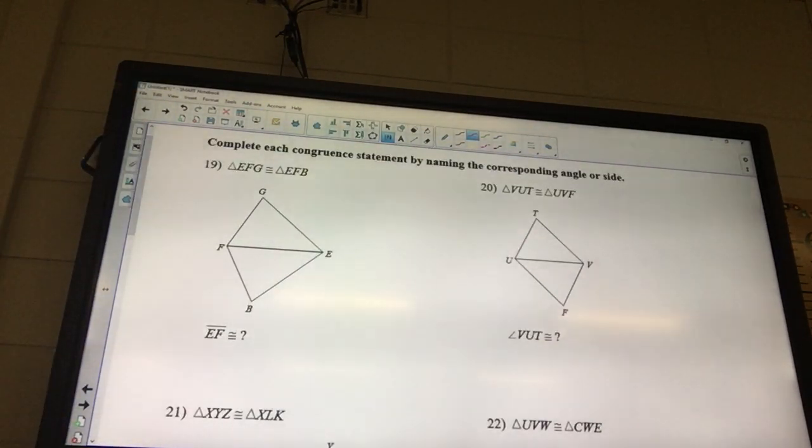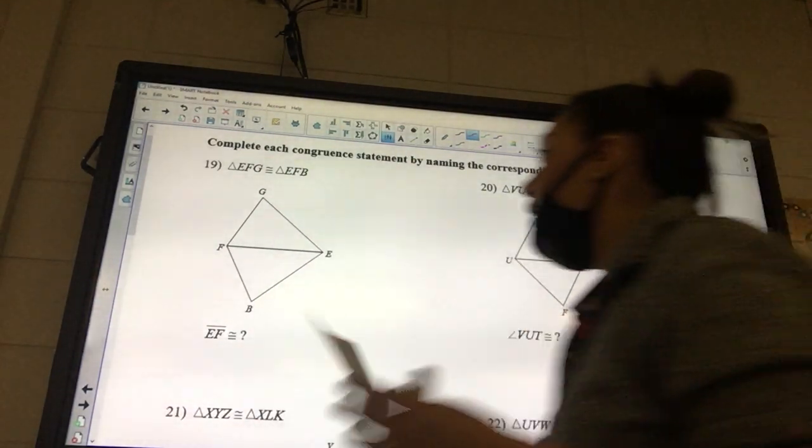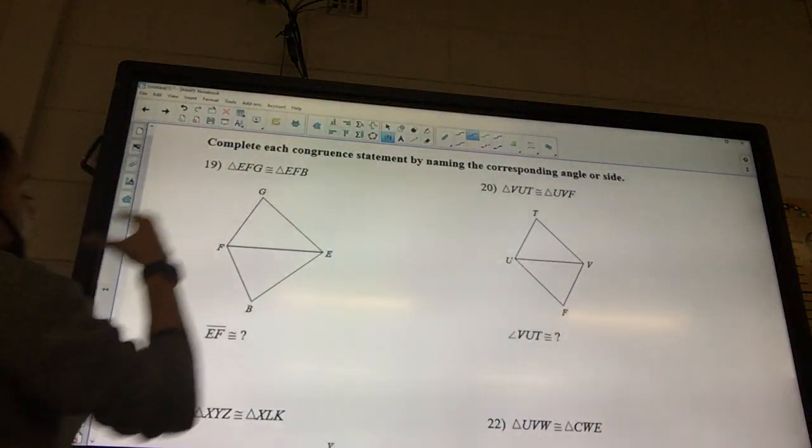Okay, and then the very back page, it wants you to complete the congruent statement. So it's just like the front page. The only difference is on the front page, everything was marked for us. On the back page, it's the same, but there's no markings. If you look at the very front of your packet, it is the exact same. The only difference is, see how they have all those angles marked and everything for you? This one doesn't. So you need to pay attention to the order of the triangle.